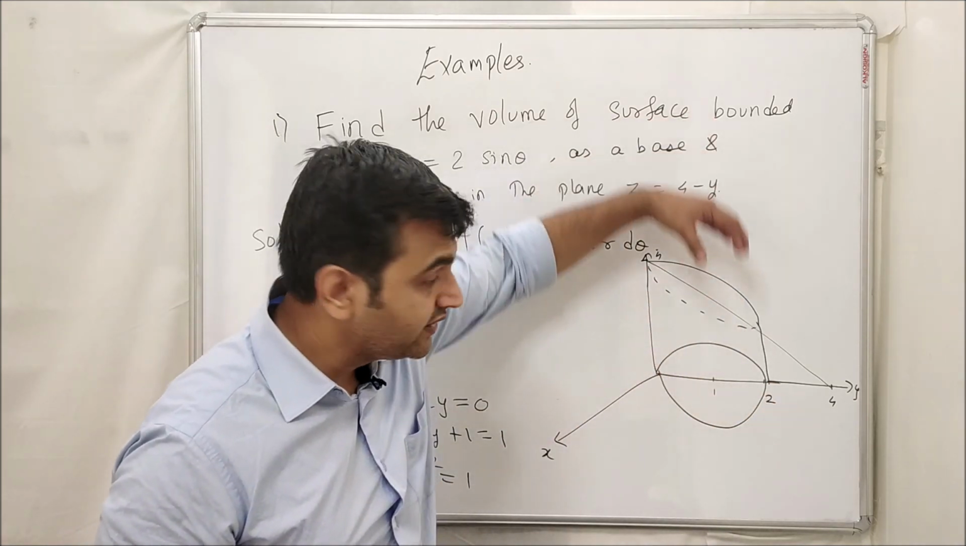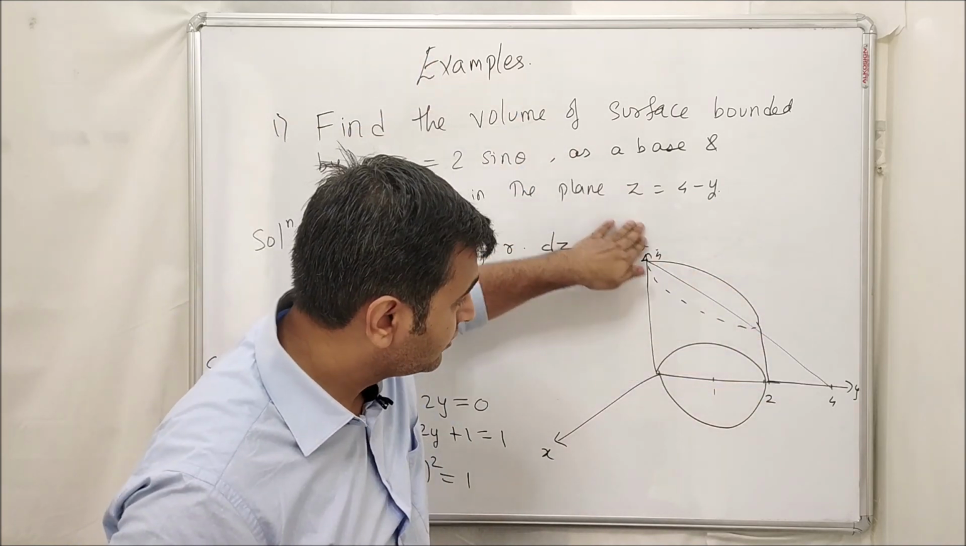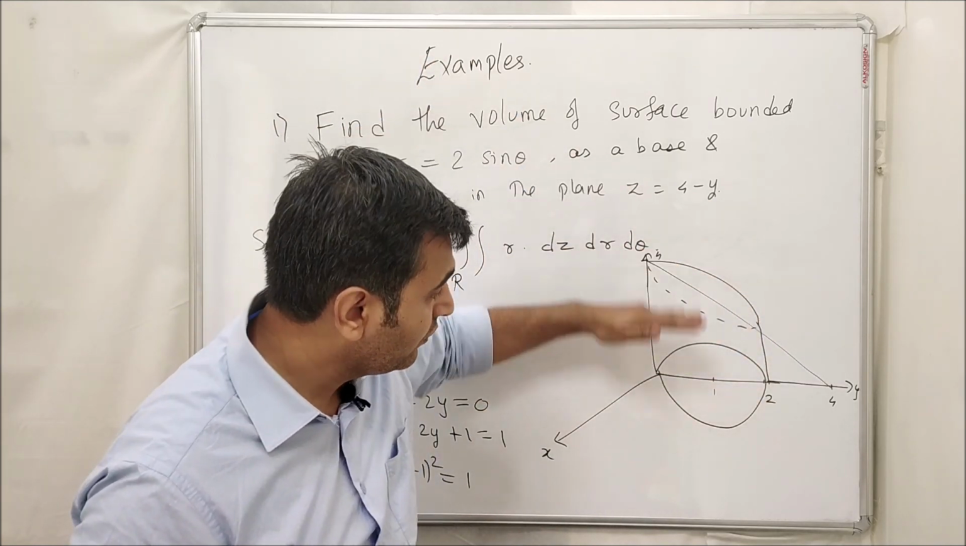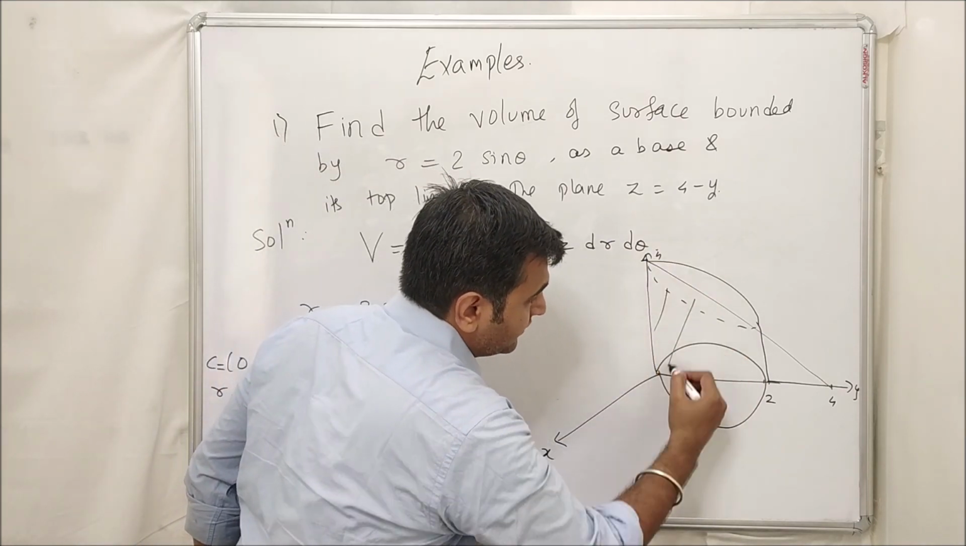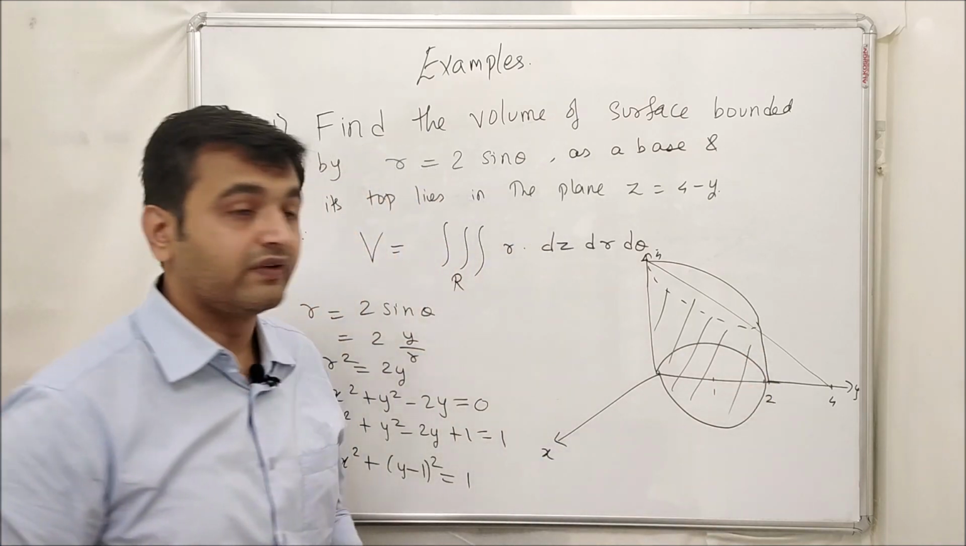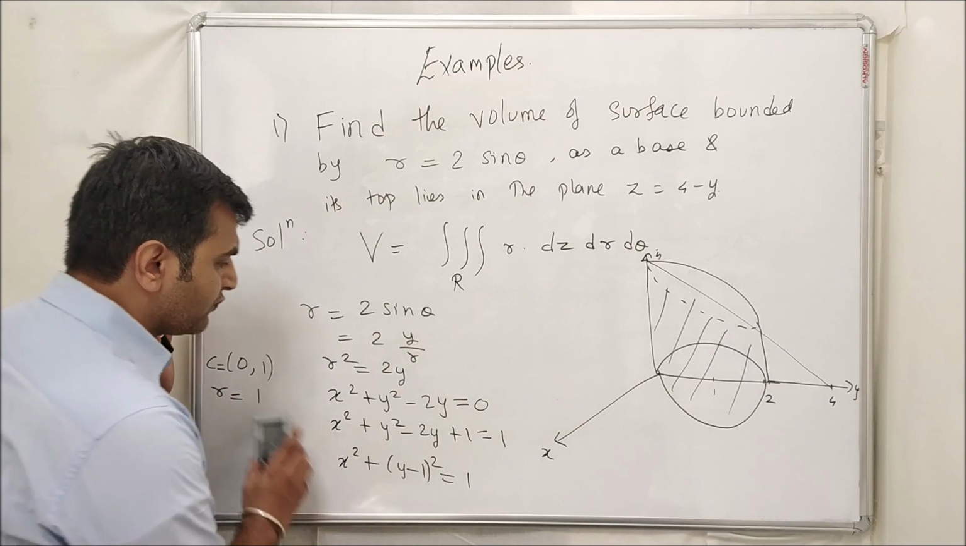So you have something like this. So you have a cylinder, but you are chopping it out with this plane. So this is the curved part you have. So you have to find this volume above this circle and below this plane. So this is the volume you need to find. Good. So now we have the region. Now it is easy to find the limits.